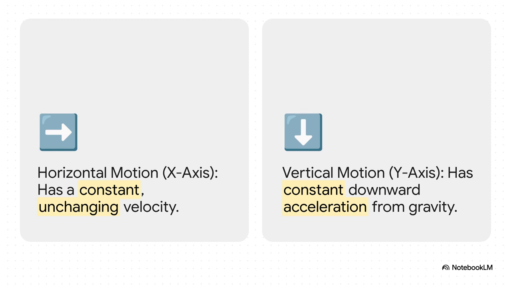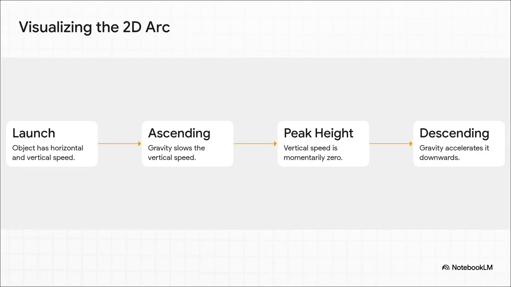So that horizontal motion just keeps cruising along at a steady speed, while the vertical motion is in this constant battle with gravity. So when you put those 2 independent motions together, you get that classic, beautiful parabolic arc. At launch, the object has speed going both forward and up. As it climbs, gravity is constantly slowing down that upward speed until, for just a split second, it hits 0 at the very peak. And the whole time, its forward speed hasn't changed at all. Then, gravity wins the tug of war and starts pulling it back down, accelerating it toward the ground.